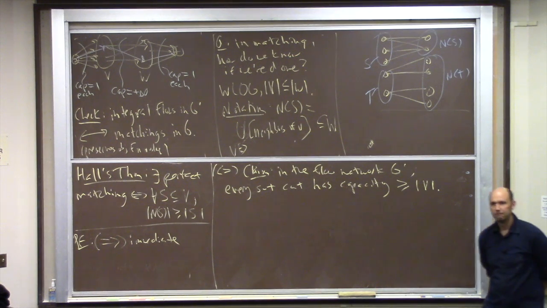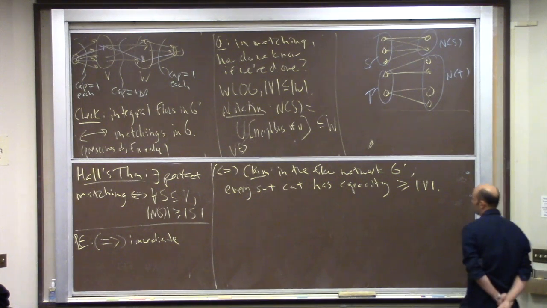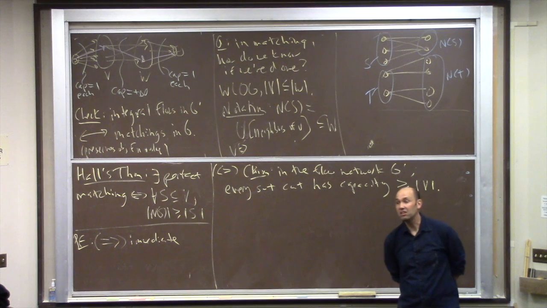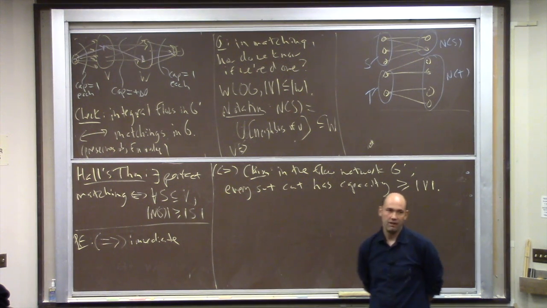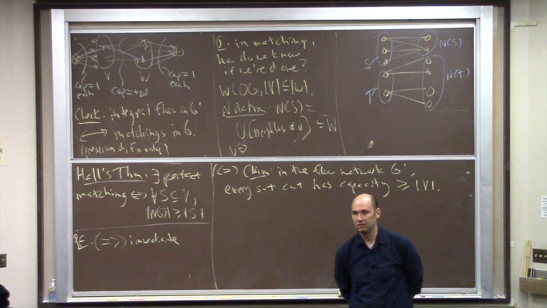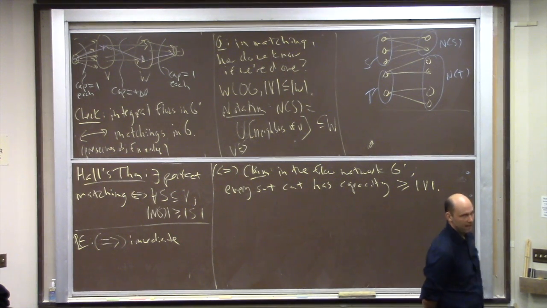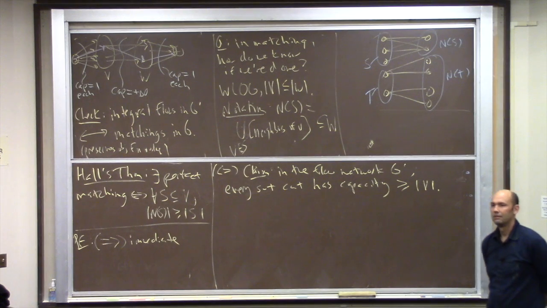It's a very nice argument. Well, suppose this were true. Suppose every ST cut had capacity at least the size of V. Well, then the min cut has value at least the size of V. By the max flow min cut theorem, the max flow value is at least the size of V.